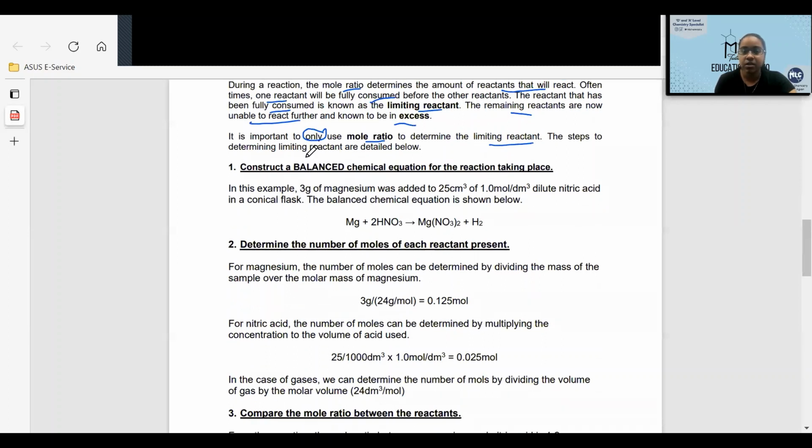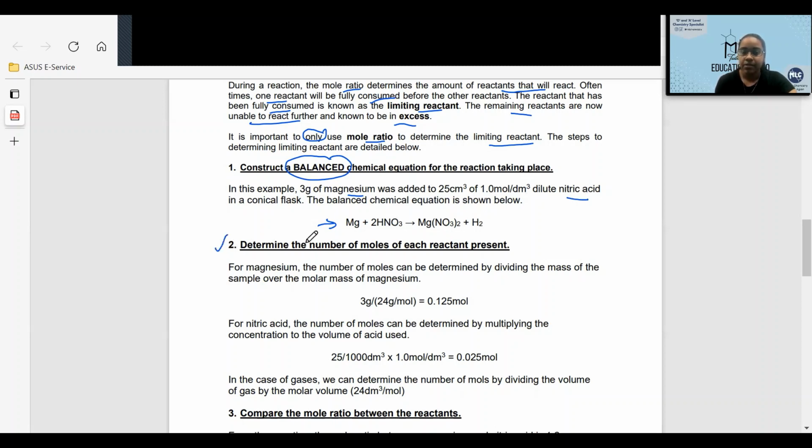So the first step is to construct a balanced chemical equation for the reaction taking place. For example, you have magnesium reacting with dilute nitric acid in a conical flask. So this is the chemical equation: magnesium plus nitric acid will give you magnesium nitrate plus hydrogen gas.